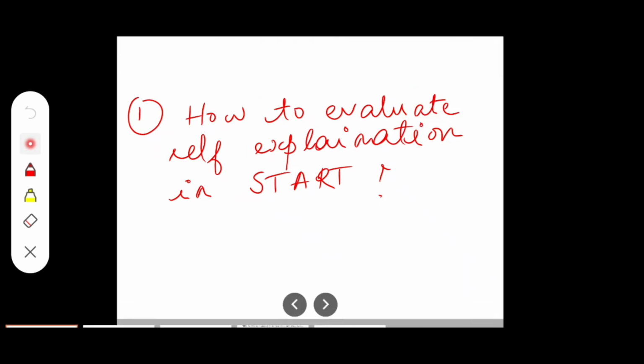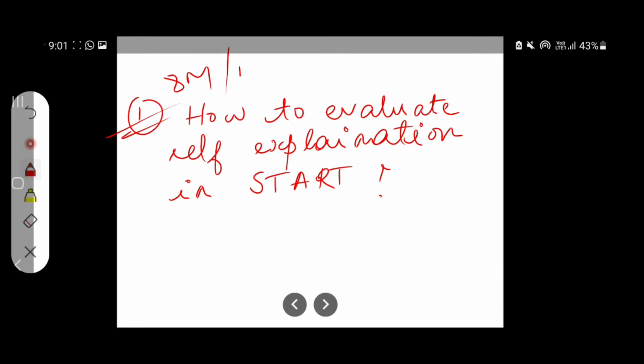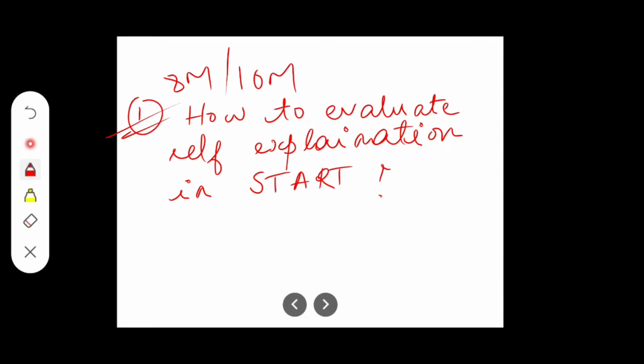So the first question is: how to evaluate the self explanation in START? This will be asked for 8 marks, or sometimes 10 marks. So please do concentrate on this question, and moving on to the explanation.